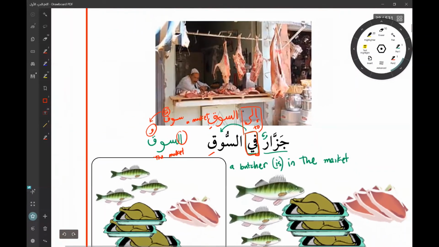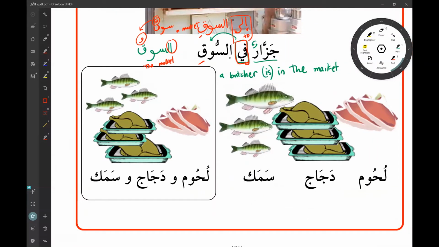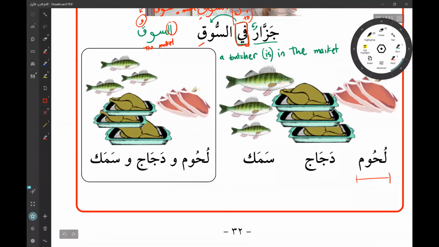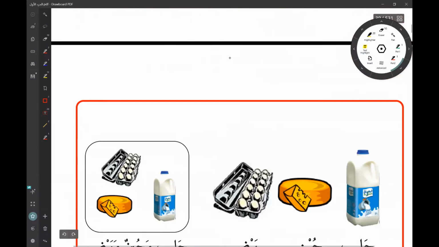Okay, makes sense? So again, the words that we have, these are the same words, so there's no point for me to go through them, but it's something you should spend time on. And if you're memorizing them, you have to practice. The more you see that word, the more you're being exposed to the word. That means it will help you memorize and keep that memorization, right? So your memorization will be firm. Okay, so practice luhum, meats, dajaj, chicken, samak, fish, okay, as much as you can, okay?